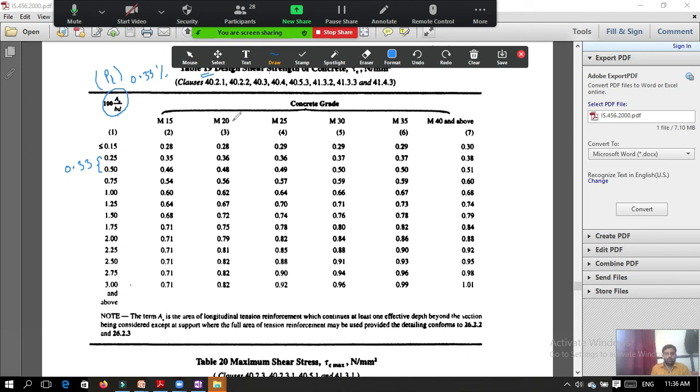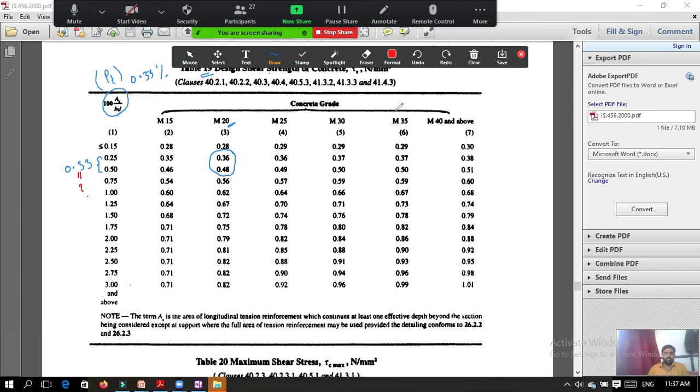So our grade of concrete is M20. So what are the values? These two are the values in between which we need to do the interpolation. So we must do the interpolation in between these two values, and we should get the value for 0.33. Already all of you know how to do the interpolation. In design of steel structure, many times you might have done this. So for 0.25 it is 0.36, for 0.50 it is 0.48. So you need to calculate what its value is for 0.33 from this table.